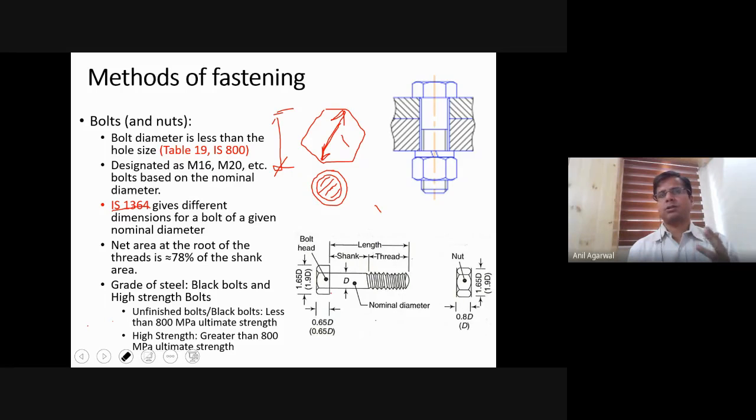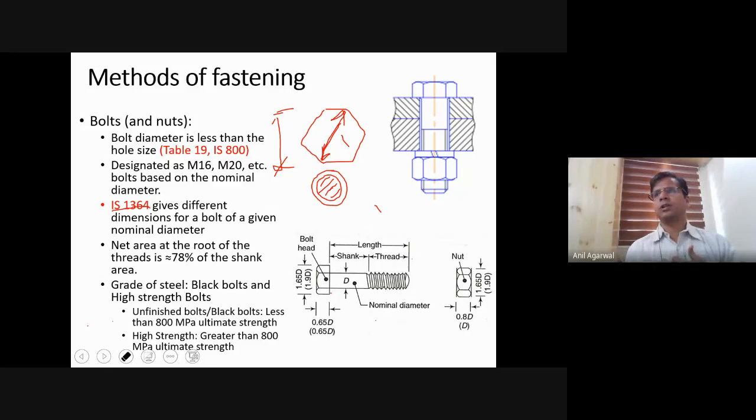410 MPa is regular steel, which is 250 MPa steel. Yield stress is 250, so ultimate stress is 410. The high strength bolts are the ones that have more than 800 MPa strength, and unfinished bolts, black bolts, are usually the ones which have less than 800 MPa ultimate strength.